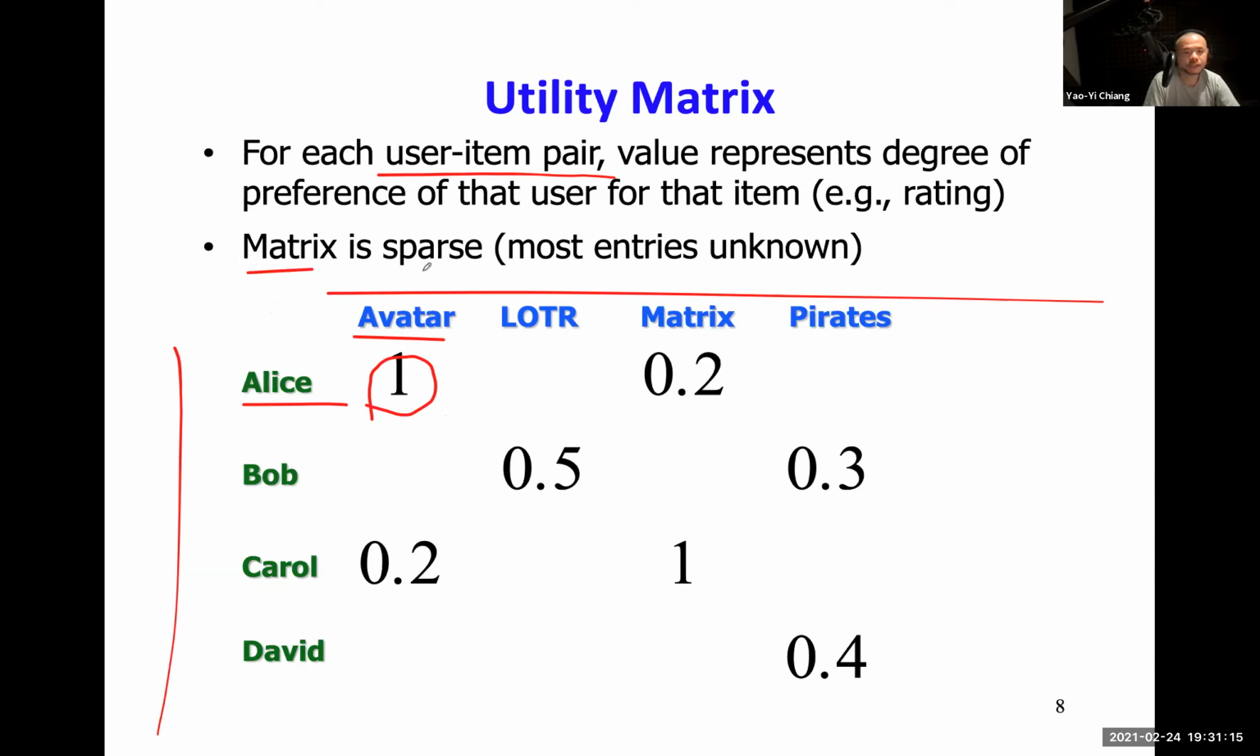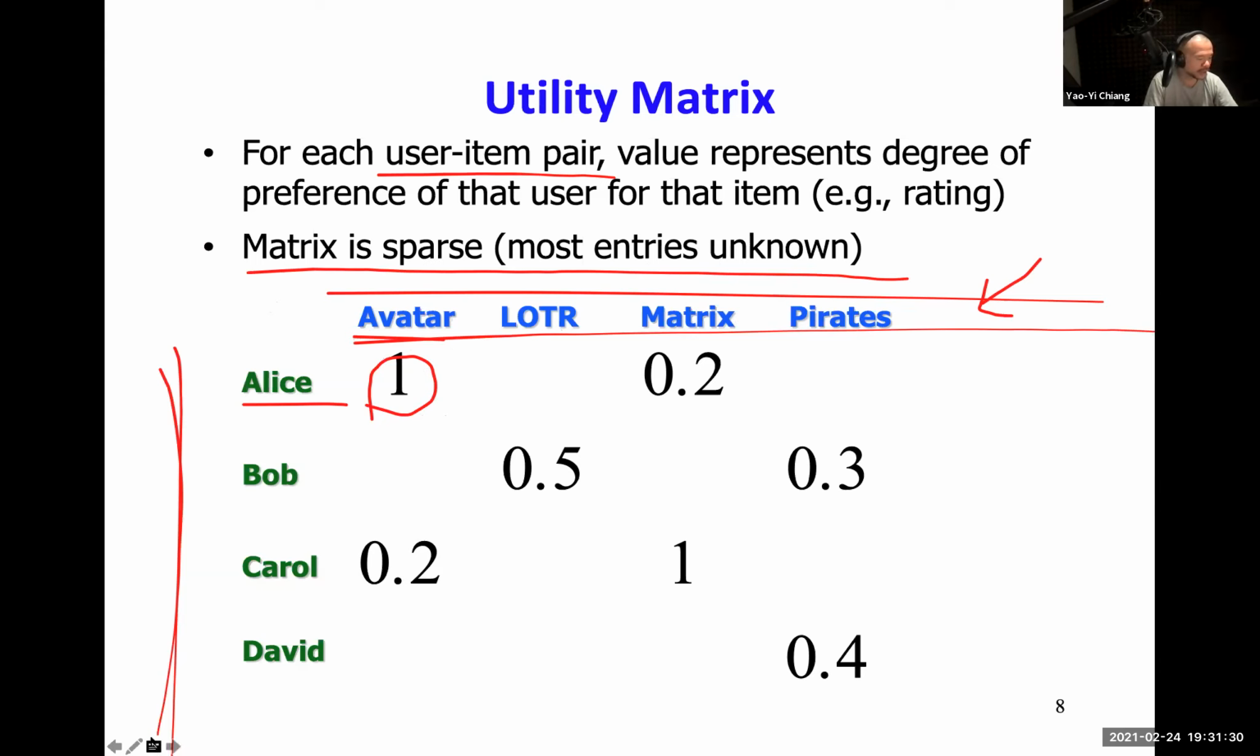And the matrix is typically very sparse because most of the entries are unknown. Why? Well, because typically you are going to have many items and many users, and most users do not rate most items.